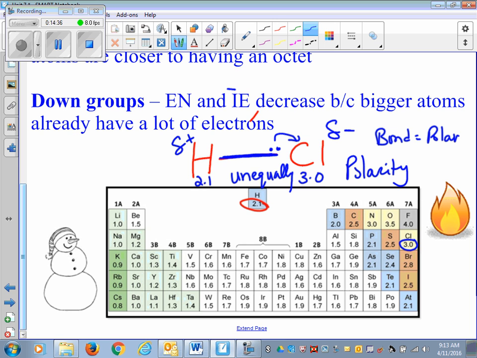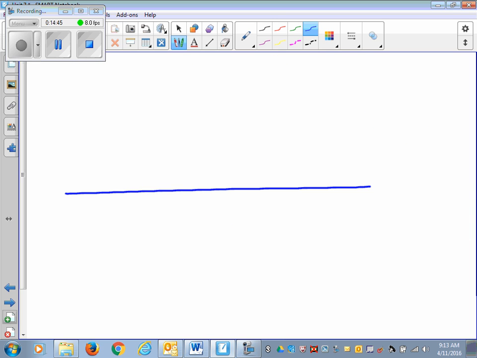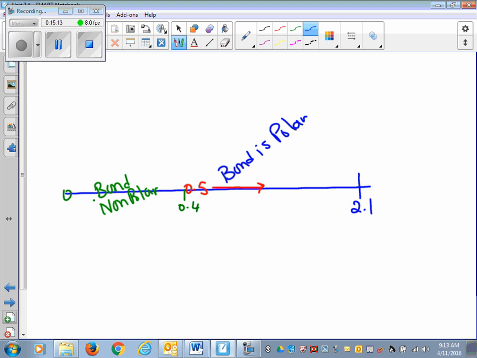The difference between 3.0 and 2.1 is 0.9. You have to memorize this scale: if the difference goes from 0 to 0.4, the bond is non-polar. That is not a significant difference. But if the difference is 0.5 and above, the bond is polar. It is non-polar at 0.4 and below. If the difference is greater than 2.1, the bond is ionic, meaning it's going to break the bond and take the electron over. It's not being shared anymore.